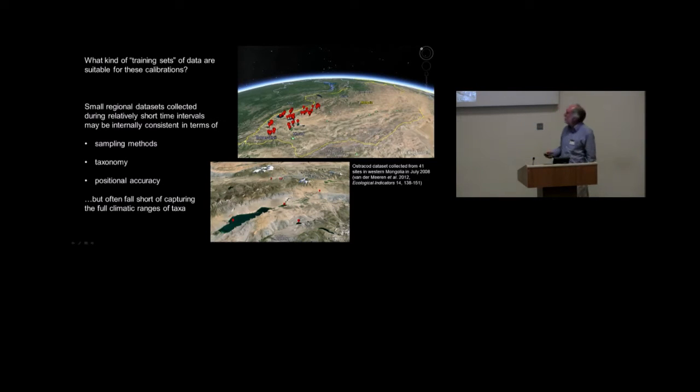The example shown here is a fantastic data set from Mongolia, all collected in July 2008 by Tess van der Meren and his associates, and this is just showing some of the records that he's provided for a metadatabase I'm going to explain about in a moment, mapped onto Google Earth here so you can see where these things are.